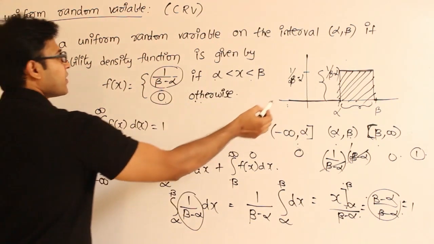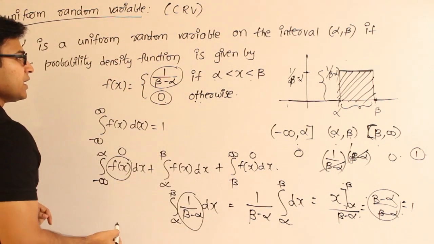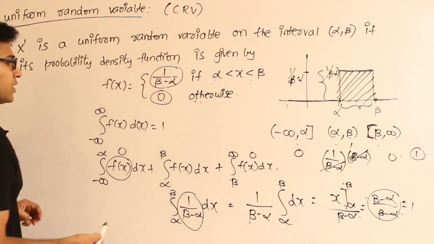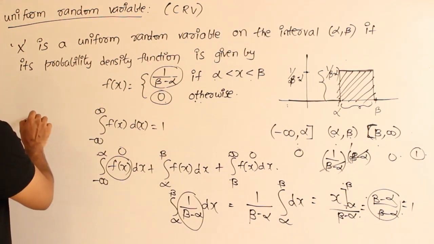Why only this particular value? Because if I take that particular value, then only I'll get this sum as 1. If I take any other value, this sum will not be 1. That is why this particular value. Now if you want to define a uniform random variable between the range 2, 4, then what should you do?